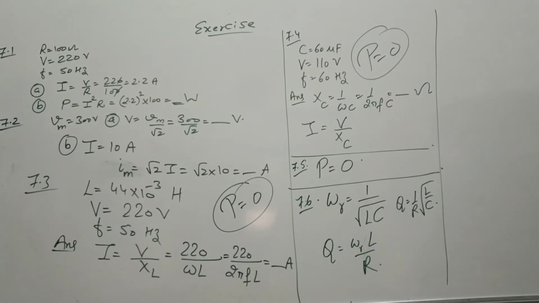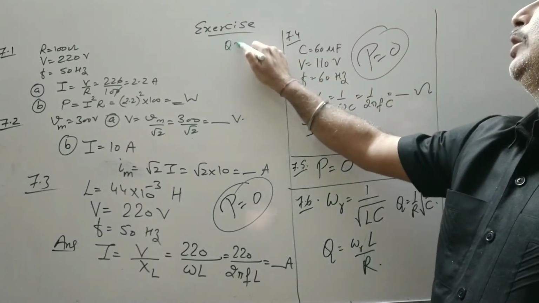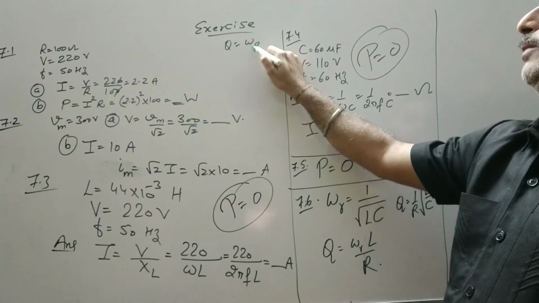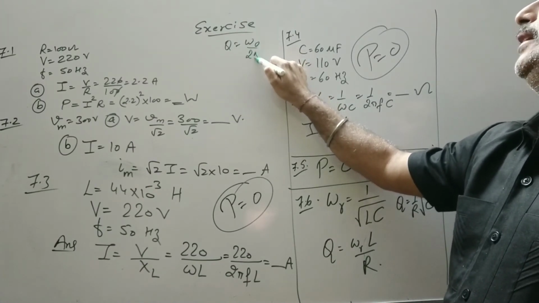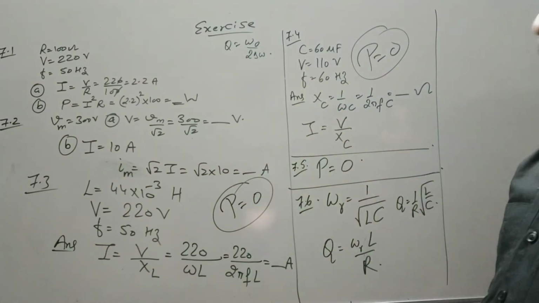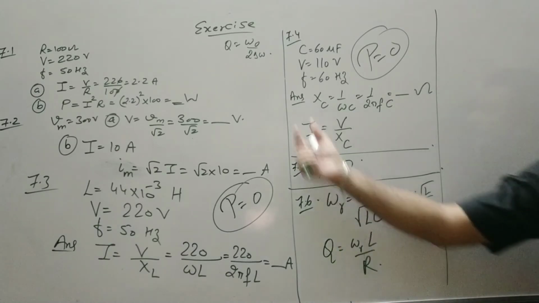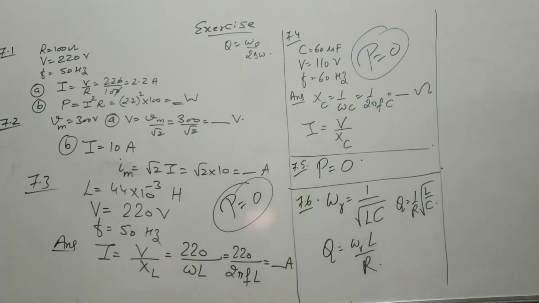There were 3 formulas for the Q factor. These are the 2 formulas and the other formula was Q factor equal to the resonant frequency, where we use symbol omega naught, divided by the half power bandwidth or simply bandwidth. So you substitute all these values and find out the answer here.